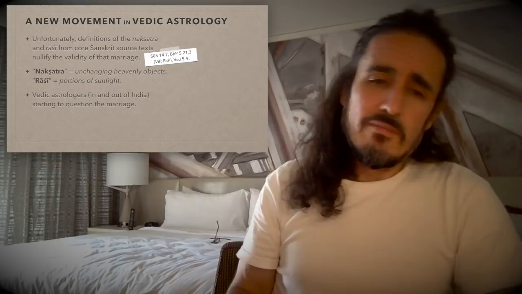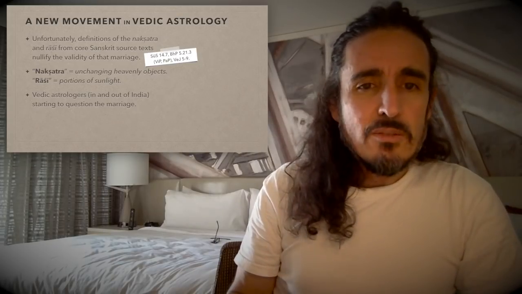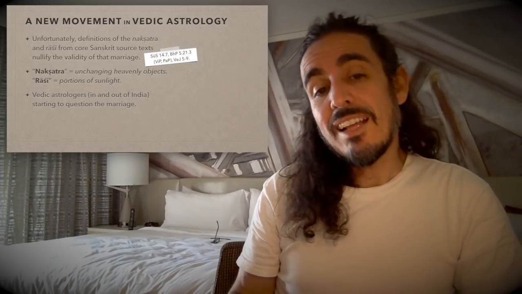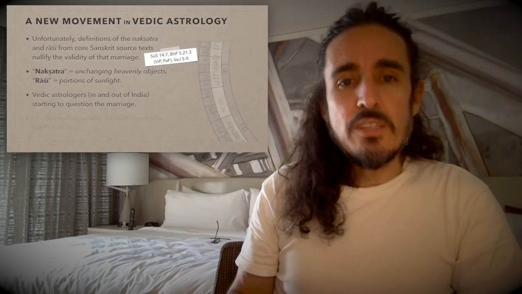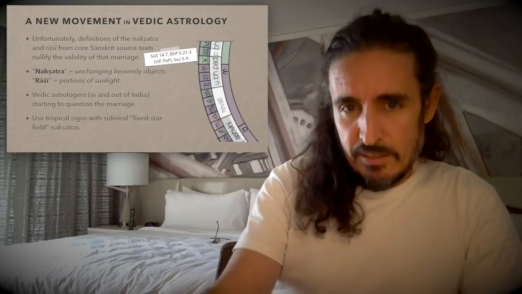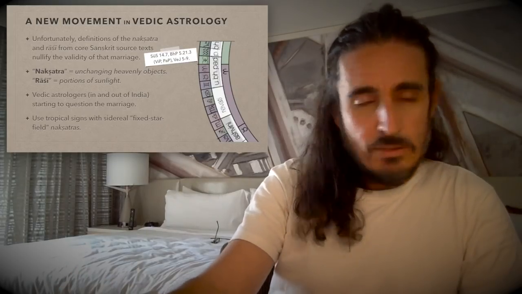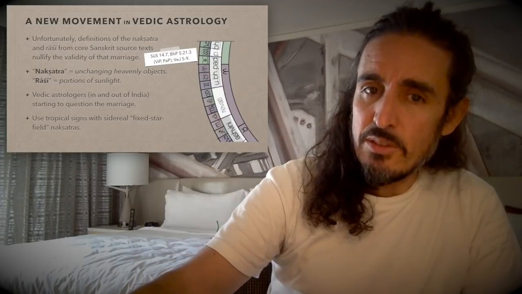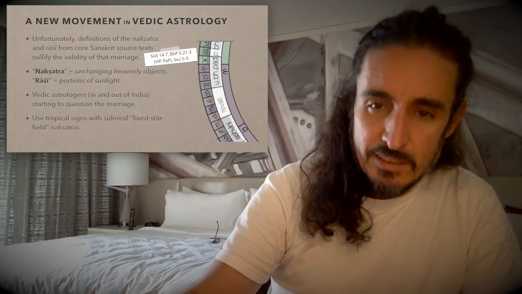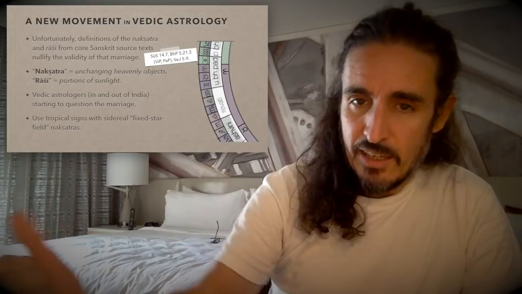So those of us who are saying it's time for us to stop following these traditions that don't really match our definitions, that's why we call it a reform movement in Vedic astrology. Right? So what we do is we use tropical signs. We use signs that are based on the equinoxes. But we have the nakshatras on their own. They're not tied to the equinoxes, nor are the signs tied to the nakshatras.